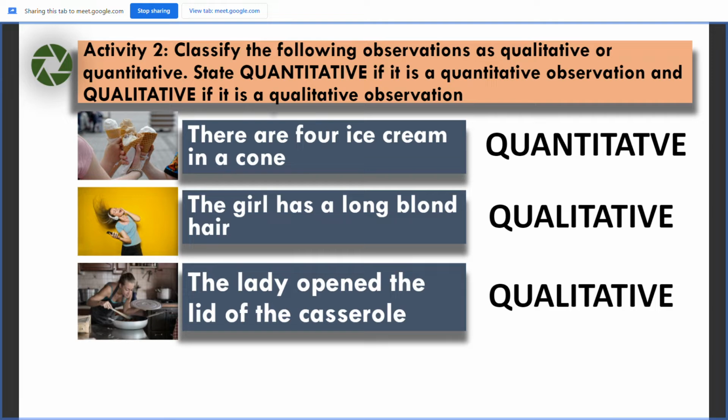And then, the lady opened the lid of a casserole. So, ibig sabihin, binuksan niya yung kaserola. You describe it as qualitative kasi, as shown in the picture, binuksan ng babae yung kaserola. So, gumamit ka ng iyong 5 senses.